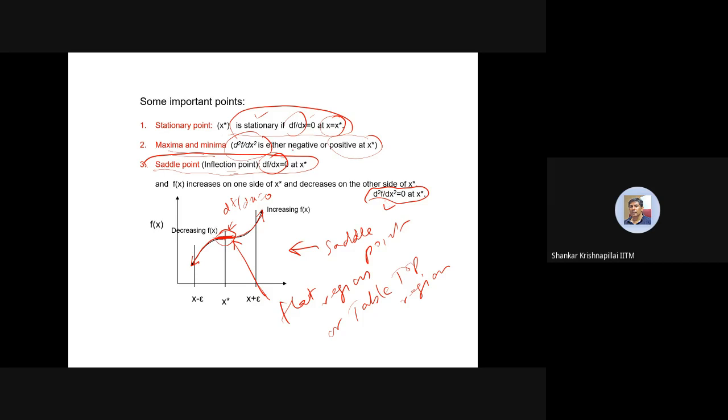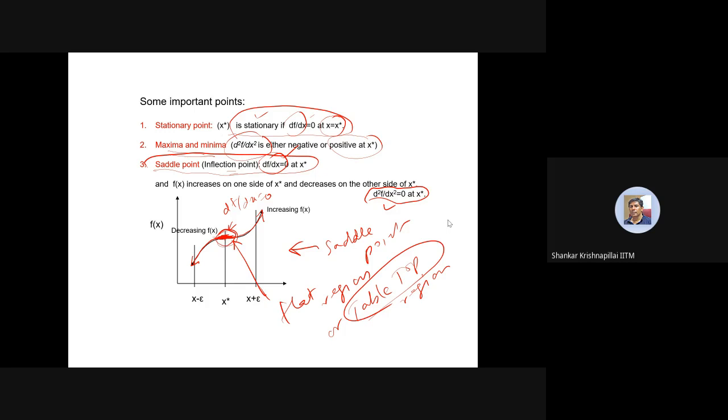df by dx equal to 0 means slope is 0 here. d squared f by dx squared equal to 0 means the rate of change of slope is also 0 for some region. So the slope will continue to be 0 for some region at the saddle point. That is why it's called tabletop region, because the slope is not 0 at just one point, but it will be 0 for a small region centered around x star. Okay. So this is the saddle point.